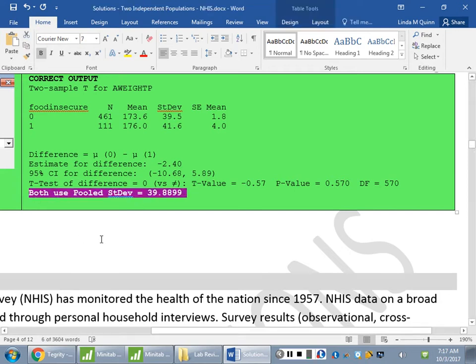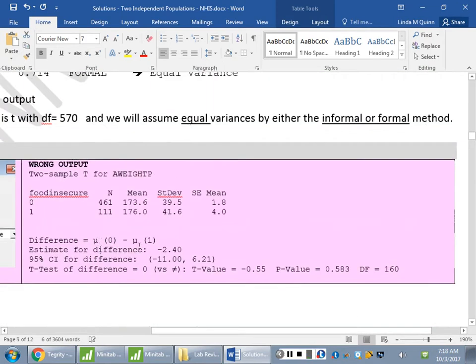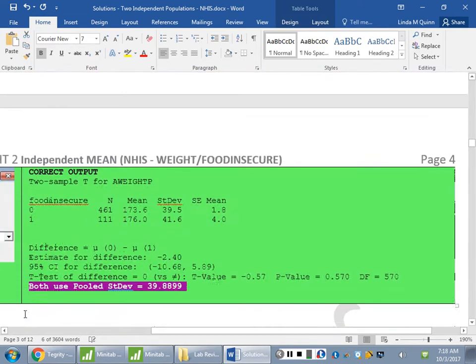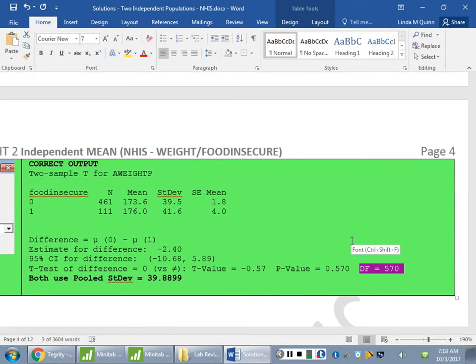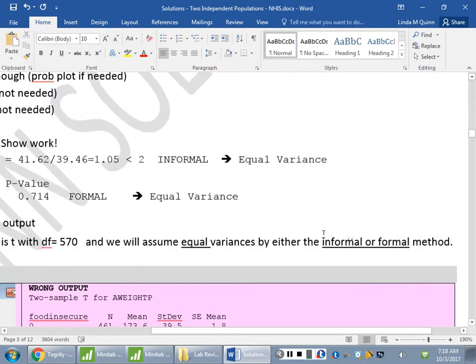Because if they're equal, once again, I should be able to put them together. Okay? You don't have that line if you do not check the box. The next thing I want to point out is that it gives you the degrees of freedom over here, 570. That's what you're going to go back and insert right here in your t distribution. So it's a t with 570 degrees of freedom.